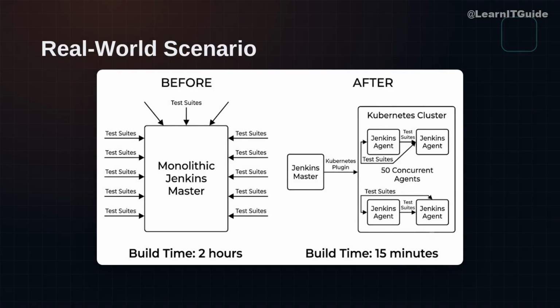Let me share a real-world scenario. A healthcare platform processing 50,000 lab results daily faced massive build delays because their monolithic Jenkins master was overloaded. They migrated to a Kubernetes-based agent cluster. By using the Kubernetes plugin, they scaled from 1 to 50 concurrent agents during peak hours. Build times dropped from 2 hours to 15 minutes, and pipeline failures due to resource contention vanished. This shows exactly why distributed builds are a production requirement, not just a nice to have.